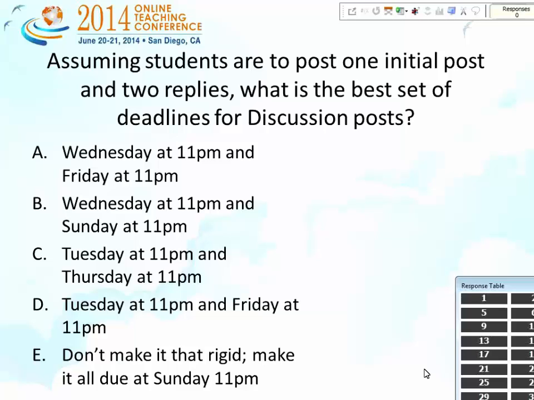If they have to post one initial post and 2 replies, what do you think is a good set of deadlines? What do you want them to do, a Wednesday and a Friday, a Wednesday and a Saturday, a Tuesday and a Thursday, or a Tuesday and a Friday, or don't make it that rigid, just make it all due Sunday? How many think A? Wednesday and Friday. How many think B, Wednesday and Sunday?